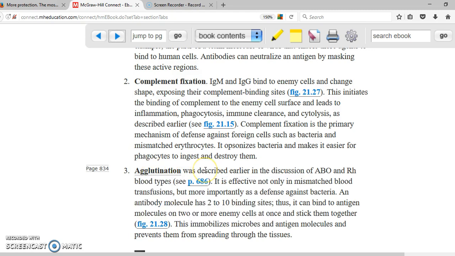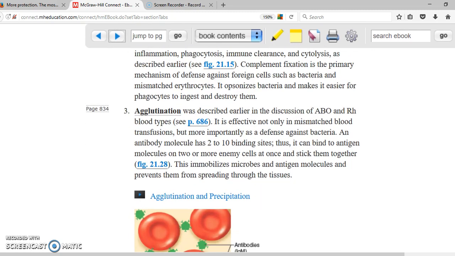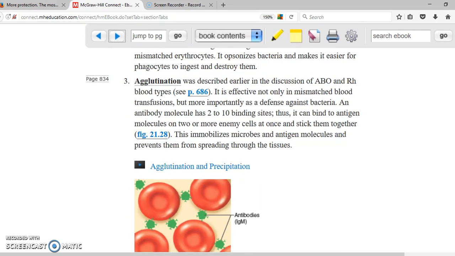The next one is agglutination. In this case, agglutination is the ability that antibodies have to attach to multiple antigens. Since they have the ability to attach to multiple antigens, they are able to bind them together, or stick them together, therefore rendering them inactive. Obviously, agglutination is what happens with blood type. You have an example in here where you see the antibody attaching to multiple red blood cells.